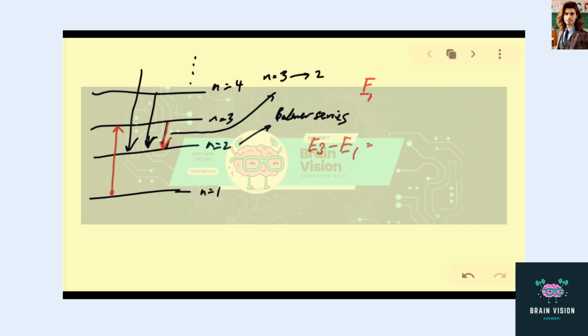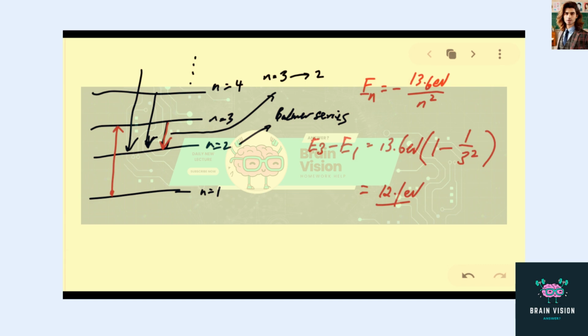Now we know that the energy levels of the hydrogen atom can be found by this general equation, 13.6 eV divided by n squared. So this will be just 13.6 eV times (1 minus 1 over 3 squared). And this will give us 12.1 eV. So this is the minimum energy that must be given to this hydrogen atom to excite it to n equals 3.